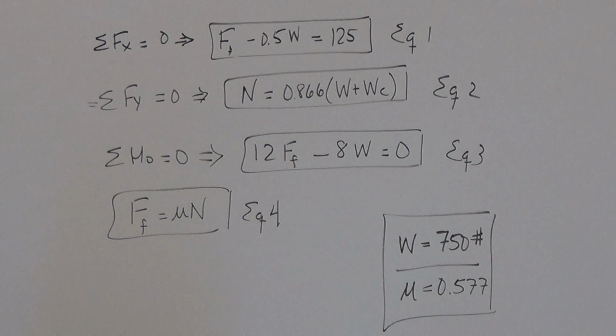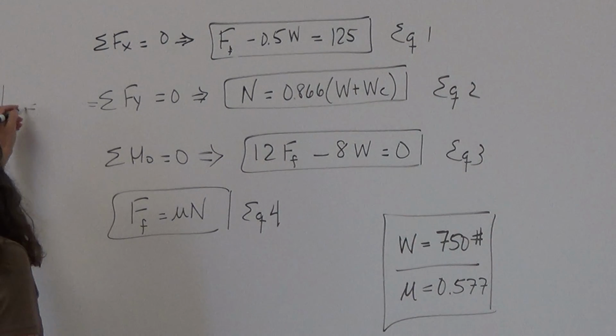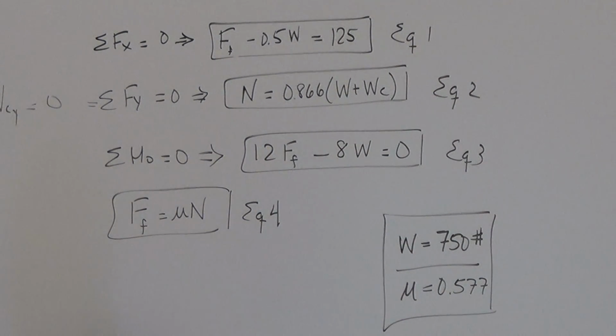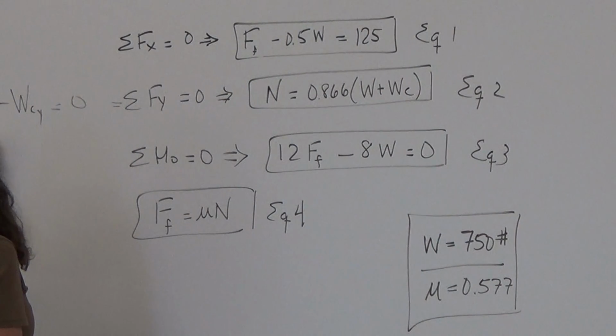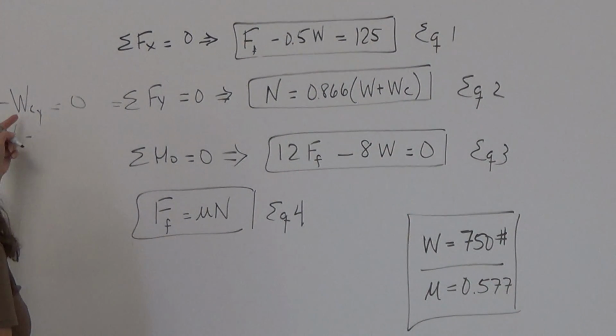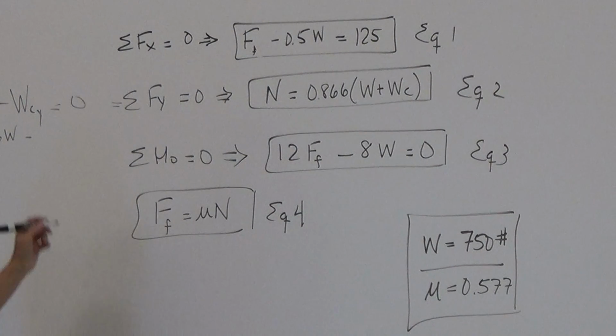So sum of the forces in the y, it's going to be N minus the y component of W, minus the y component of C, and that's the only thing, and it's equal to 0. So N minus, what's WY over there? Could you read it to me? WY is negative 0.866 W. Okay, and then what's WCY?